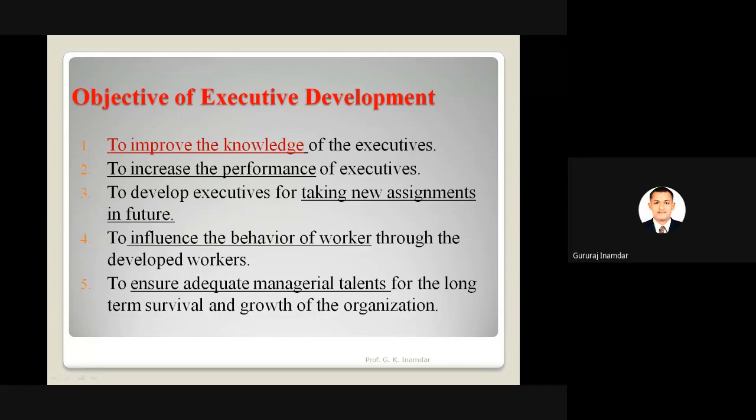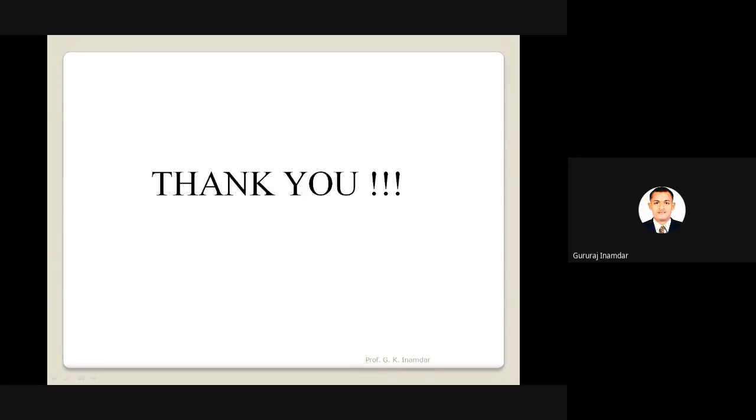Whatever the knowledge of that particular work is, that will also be helpful for the worker in that industry. To ensure adequate managerial talent for the long-term survival and growth of the organization. Definitely, the overall survival and growth of the organization depends on that development or training. So this is nothing but the development of employees due to the training program. I think this is the last point.